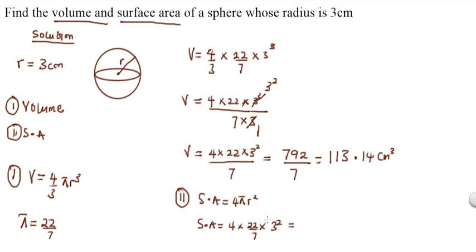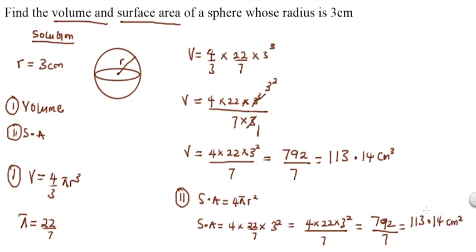which is 3, so we have 3 squared here. This is equal to, if we multiply the numerators alone, 4 times 22 times 3 squared divided by 7. So this is equal to, if we do 4 times 22 times 3 squared, we get 792 divided by 7. So if we do 792 divided by 7, we still get the same answer here, 113.14. Now the unit of surface area is simply centimeters squared in this case.